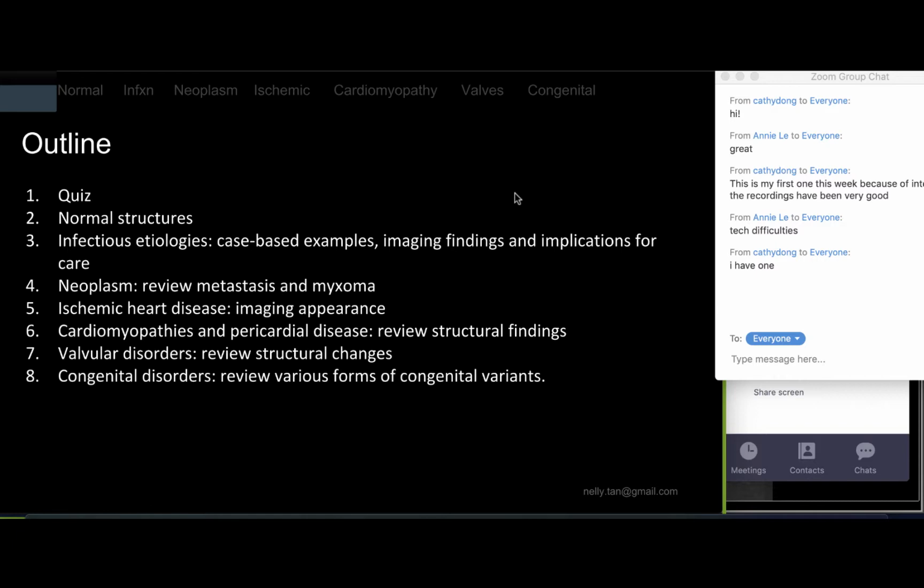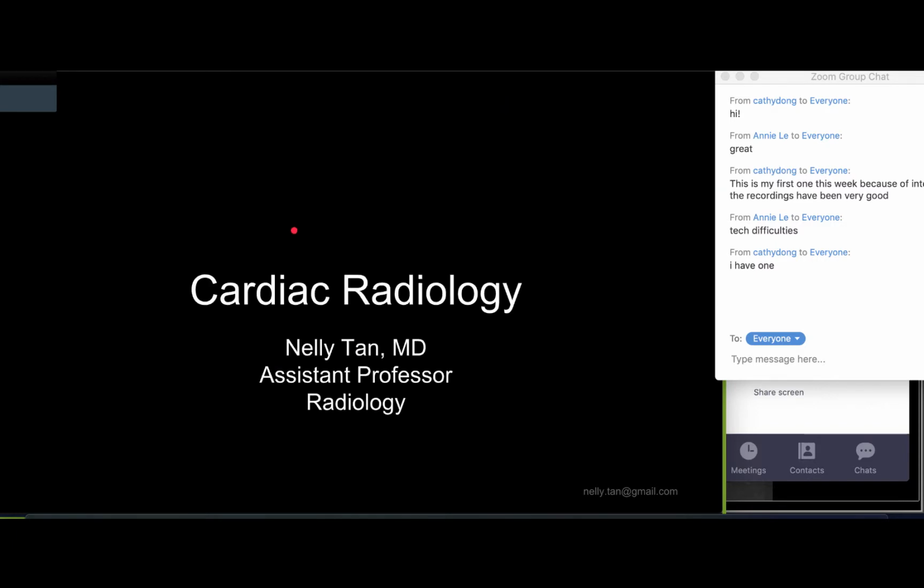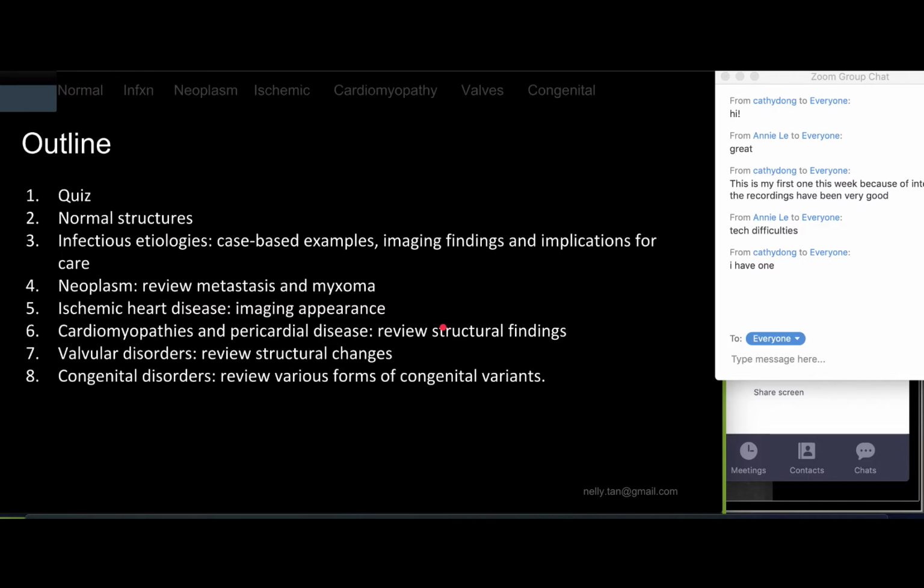So we're gonna do cardiac radiology. The information is coming from the USMLE content list, actually. I follow that content list, which is a list of diseases that medical students are expected to know when they graduate medical school. So that's the list that I'm following, and we're going to follow this outline.